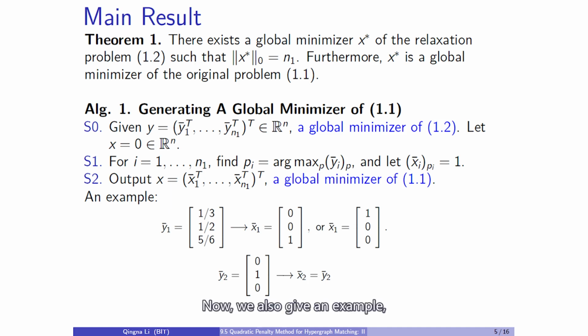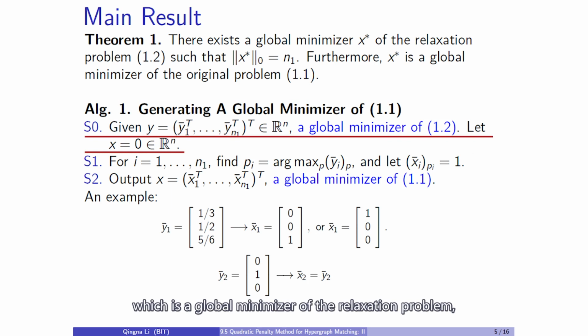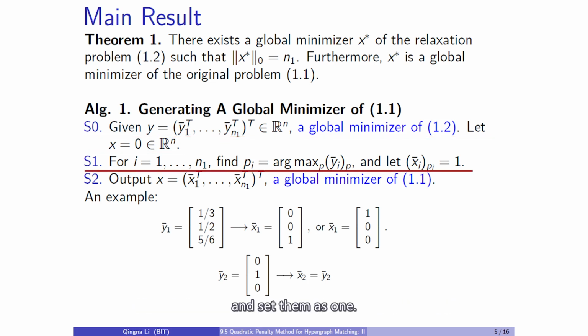Now we also give an example of how we can achieve a global minimizer of the original problem by doing some modification to the global minimizer of the relaxation problem. Okay? So here is an example: if we have a block Y, which is a global minimizer of the relaxation problem, then how can we get a global minimizer X of the original problem? Then we just pick up one of the non-zero elements and set it as 1. The rest of the elements we set as 0.